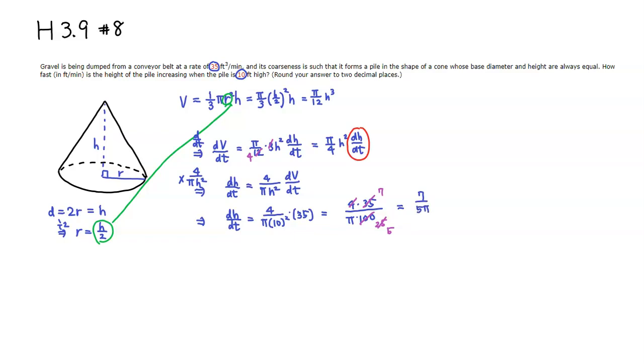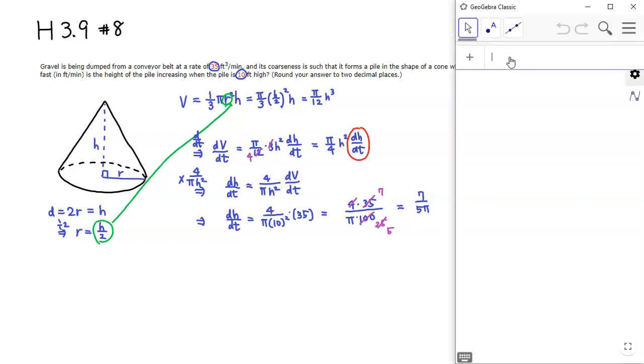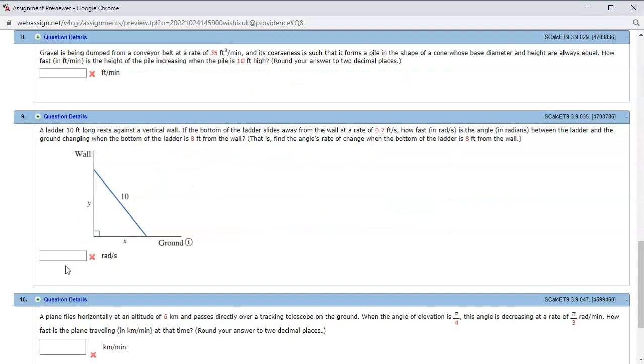And it says to round the answer to 2 decimal places. So I'm going to bring up GeoGebra here. We need to do 7 divided by 5 pi, and it came out to be 0.45. So I'm going to just type it in. We find 0.45.